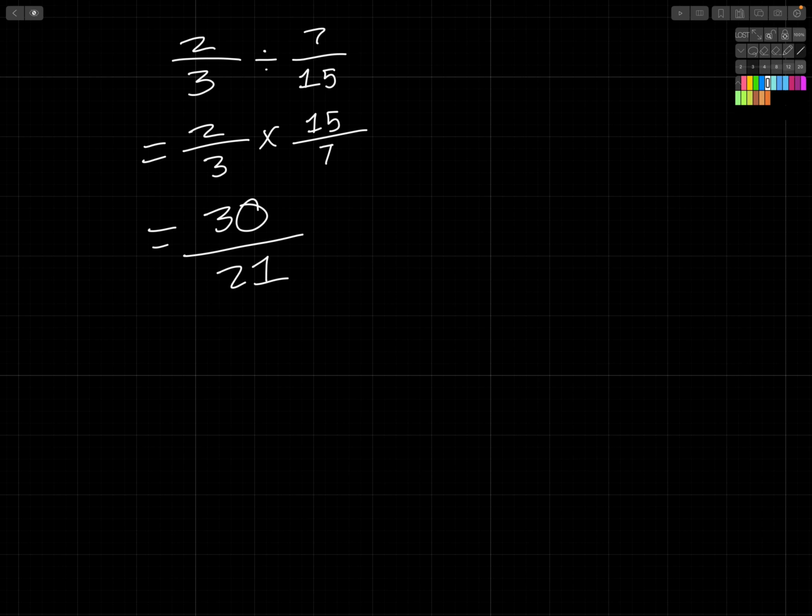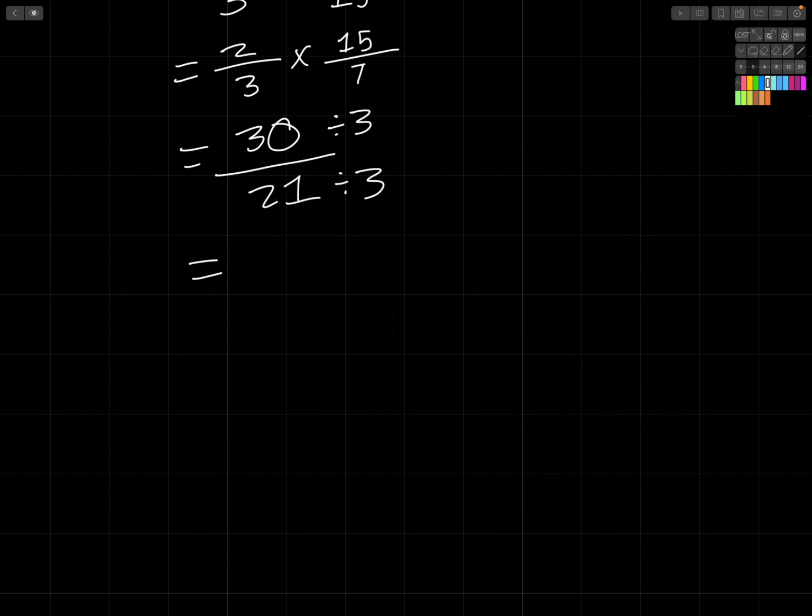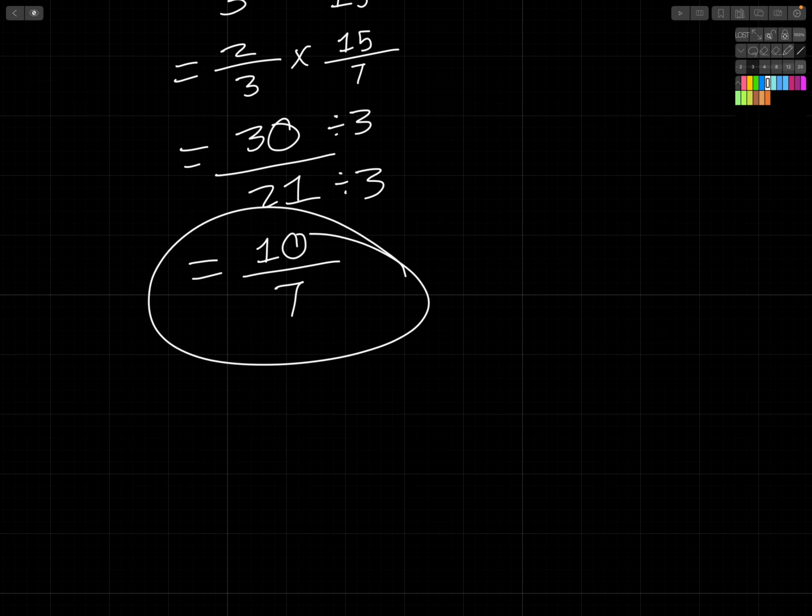And can we simplify this even further? Yes, we can. The greatest common factor here is 3. So we can simplify by 3. So then 30 divided by 3, that's 10. 21 divided by 3 is 7. And there you get your answer, 10 over 7.